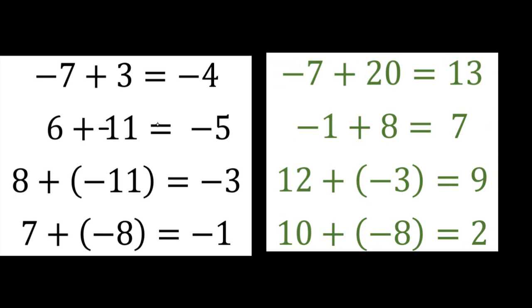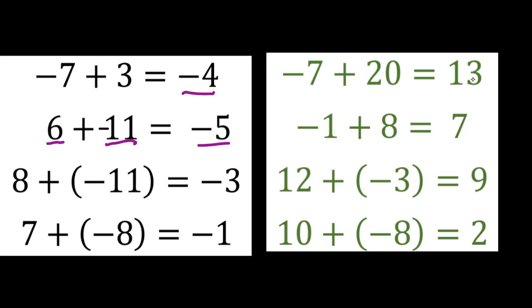What you should have noticed is that with a negative plus a positive, when the number that is negative has a greater absolute value, so the absolute value of negative 7 is 7, the absolute value of 3 is 3, our answer is going to be negative. So because negative 11 has a greater absolute value than 6, we're going to have a negative 5. And over on this other side, you should notice that the positive number inside this expression right here has the greater absolute value. Therefore, our answer is going to be positive.